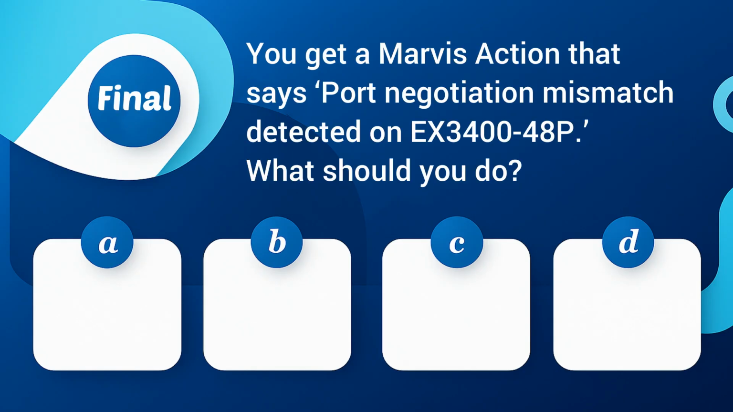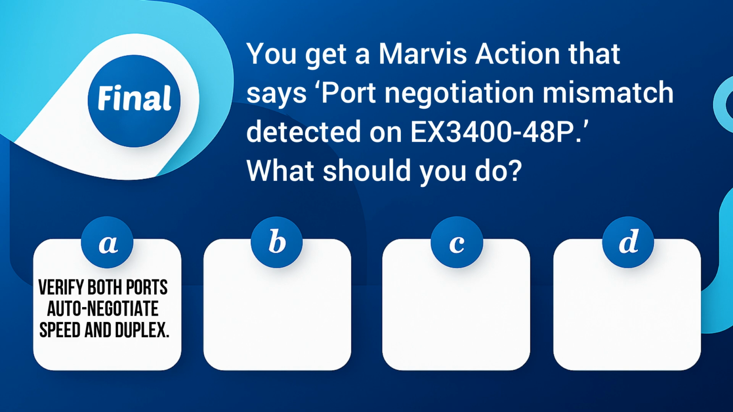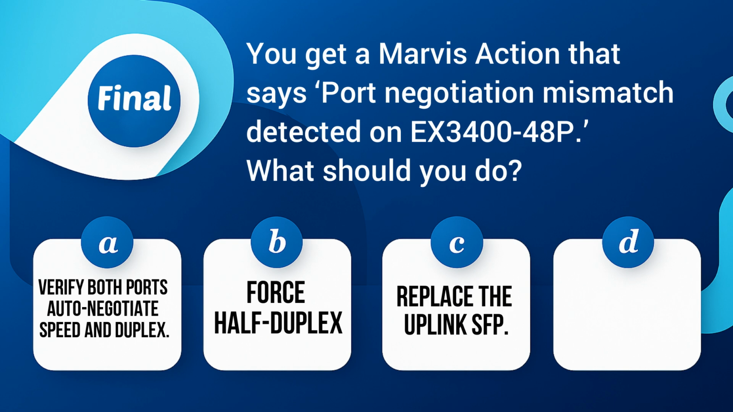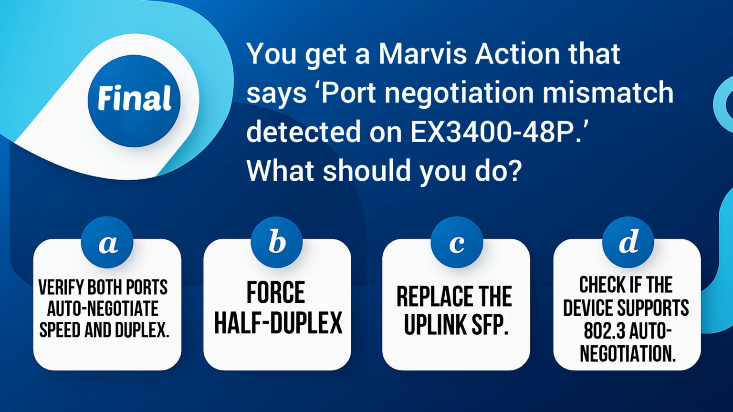Final question. You get a Marvis action that says, port negotiation mismatch detected on EX3400-48P. What should you do? A. Verify both ports auto-negotiate speed and duplex. B. Force half duplex. C. Replace the uplink SFP. D. Check if the device supports 802.3 auto-negotiation. The correct answers are A and D.